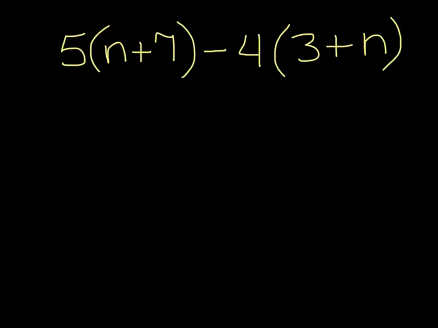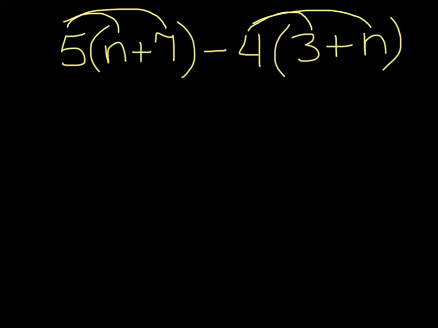Now let's take and apply what we did on the first two slides to this third slide. Here we have 5 times the quantity of n plus 7 minus 4 times the quantity of 3 plus n. So that means we have two things that need to be distributed. The 5 needs to be distributed to this n and to this 7, and then we have negative 4 that needs to be applied to the 3 and to the n. So we have two steps that we need to do here. Let's apply the 5 first.